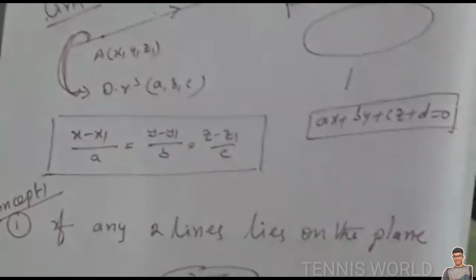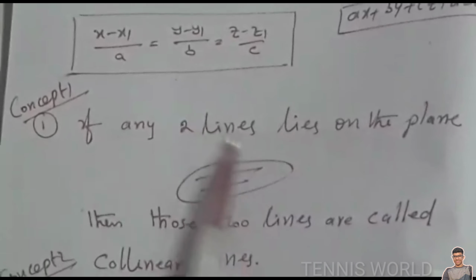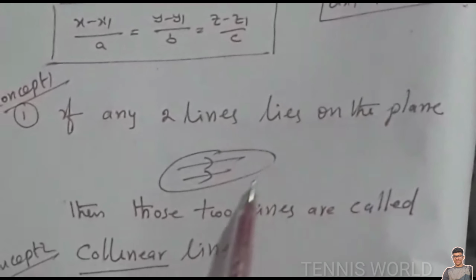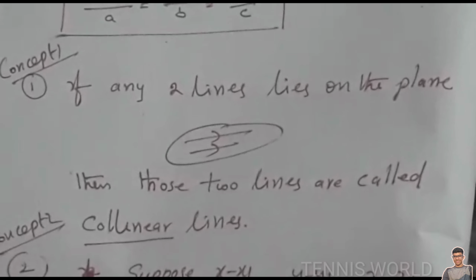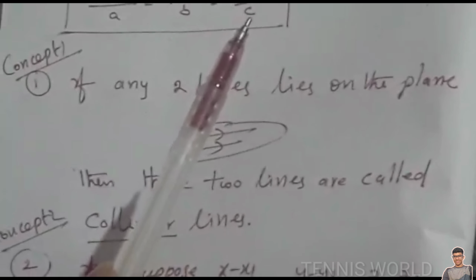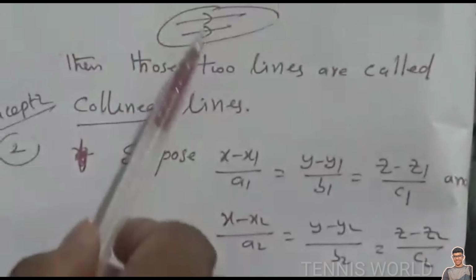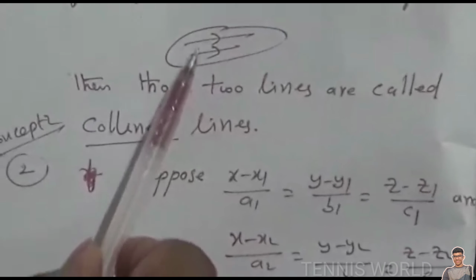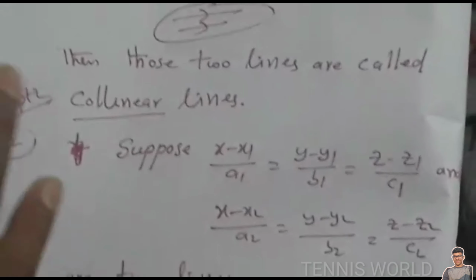Now come to concept number 1. If any two lines lie on a plane, such two lines are called coplanar lines. See in this figure, two lines are there, and these two lines lie on the plane. If any two lines lie on the plane, these two lines are called coplanar lines. That's concept number 1.